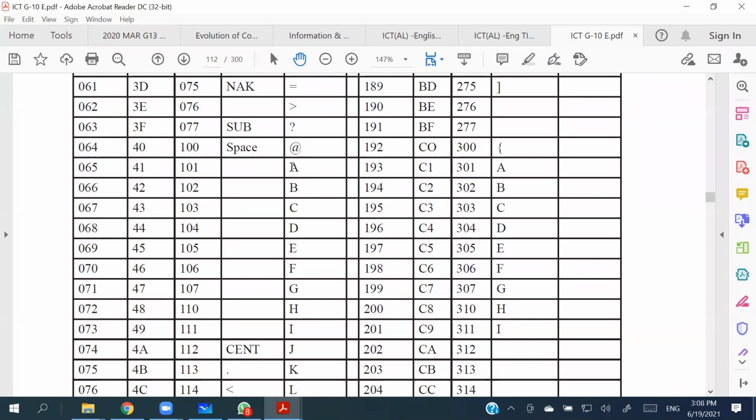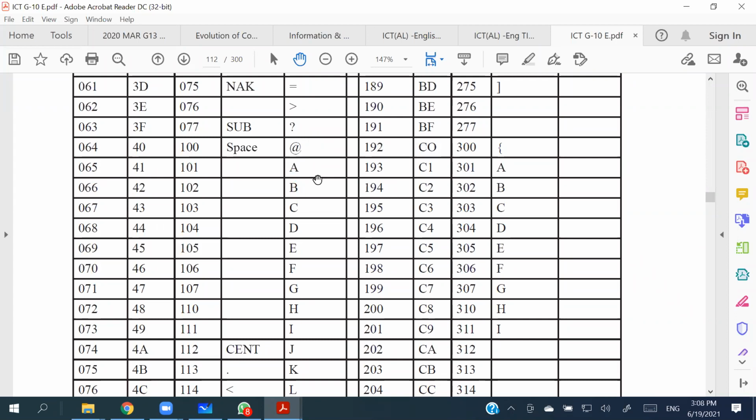You should have the idea how the ASCII codes behave. If we know the value for A, if it is 65, then we can easily find what the value for F is.